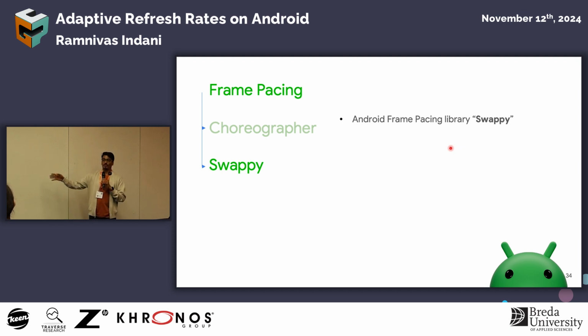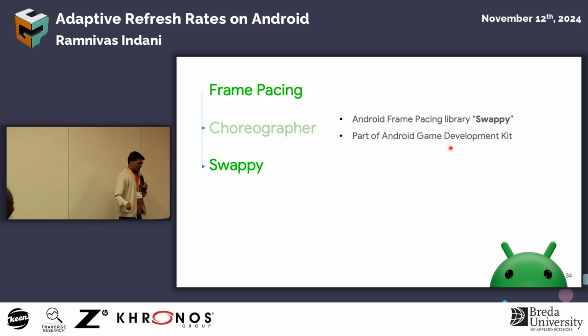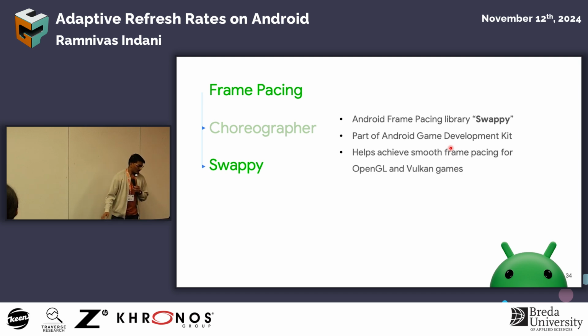So if you're not using Choreographer, but you want to use something which is an Android frame pacing library, which is Swappy. So Swappy helps with certain games and things like that. This is part of the Android Game Development Kit, and this can be used for frame pacing in a similar fashion to how the Choreographer can be used. This can be used with OpenGL or Vulkan games, so it supports both of those.